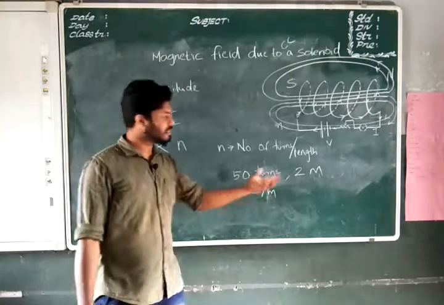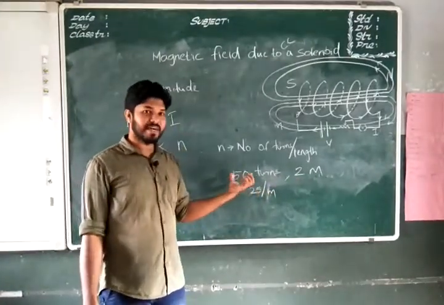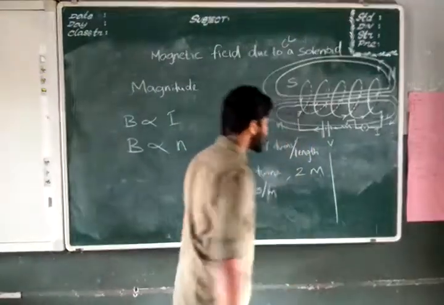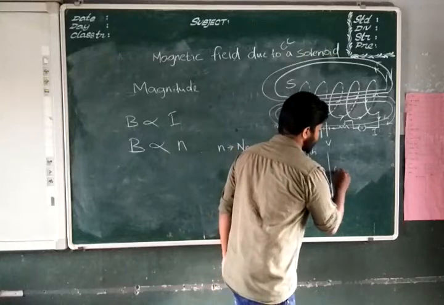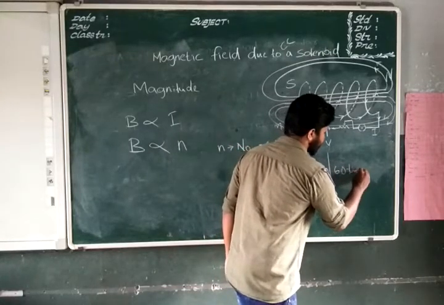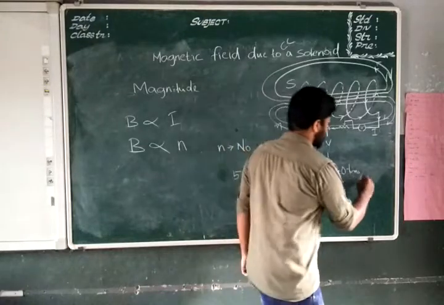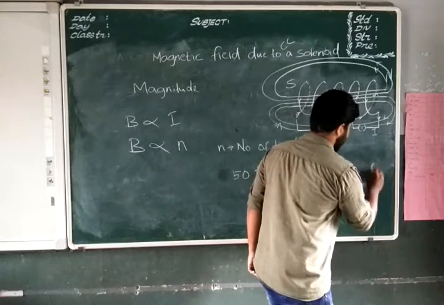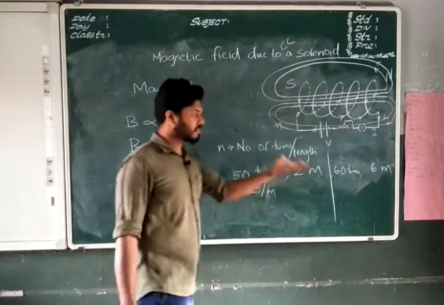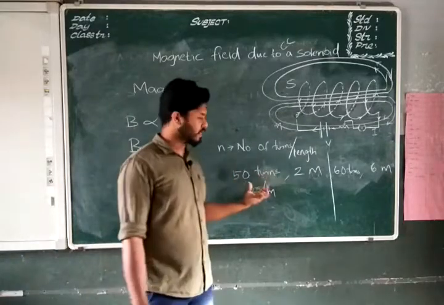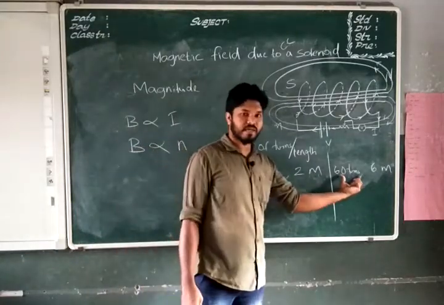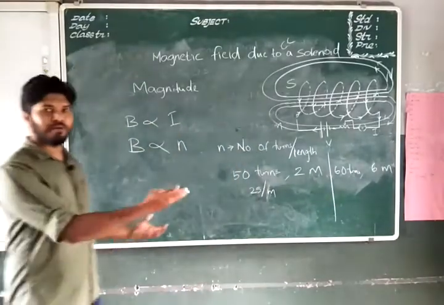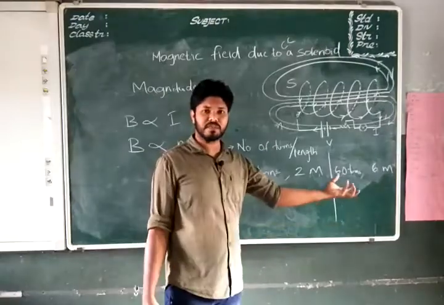How do we get that? Dividing the turns by length. So I have another solenoid. Suppose I have another solenoid with 60 turns and its length is 6 meter. Obviously, firstly it has 50 turns and the second one has 60 turns. Which will have more strength?